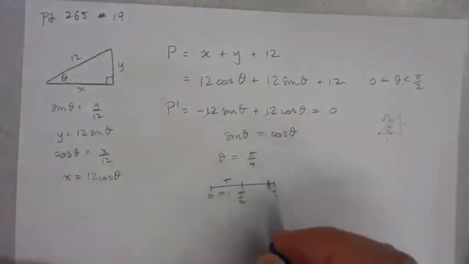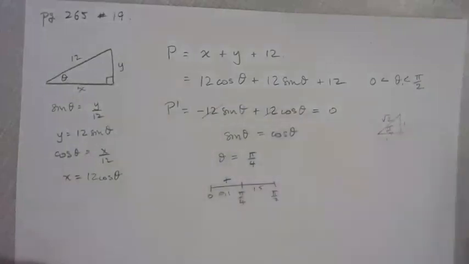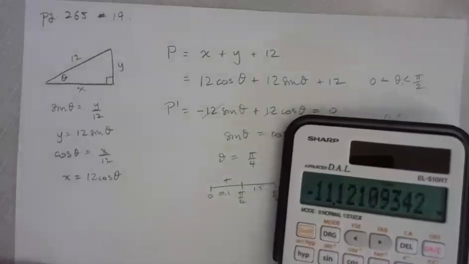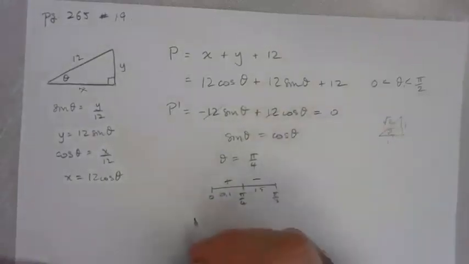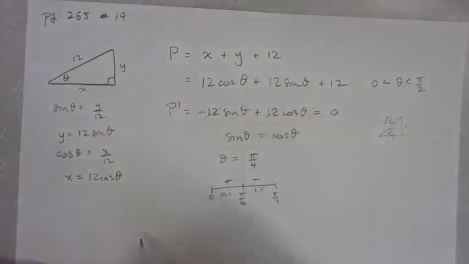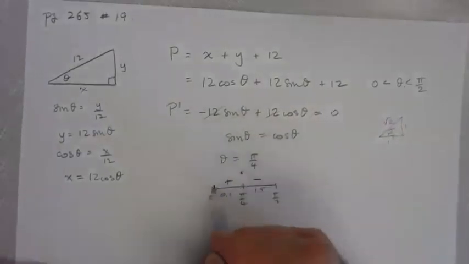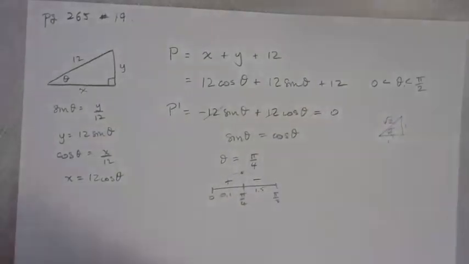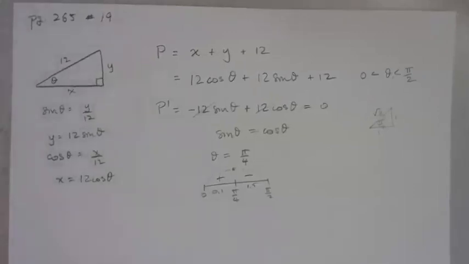Pi over 2, 3.14 divided by 2, is about 1.57. So let's take, I don't know, 1.5. Here we have negative 12 times sine of 1.5, and now we're going to add 12 times cos of 1.5. And we end up with a negative number. Since this is the only critical point in this interval, it's increasing to that point and then continually decreasing after that.